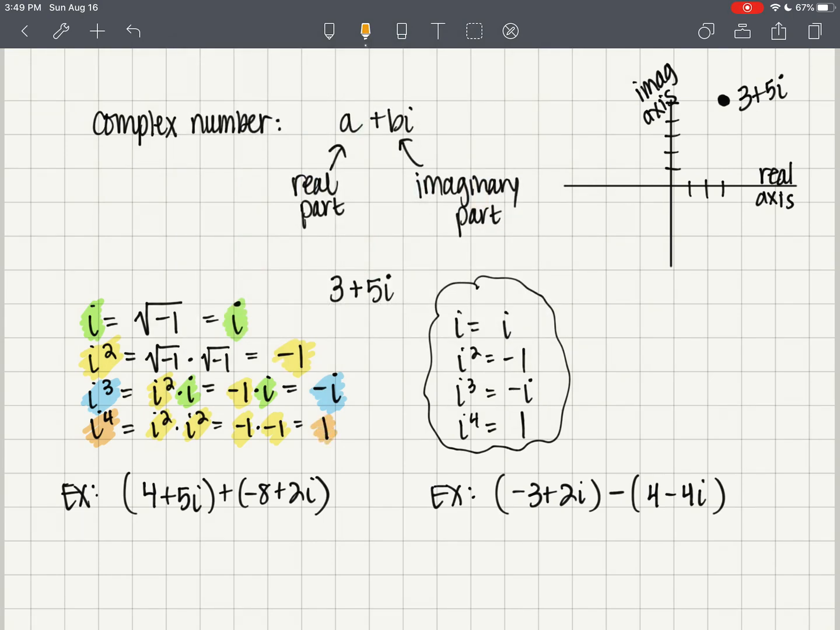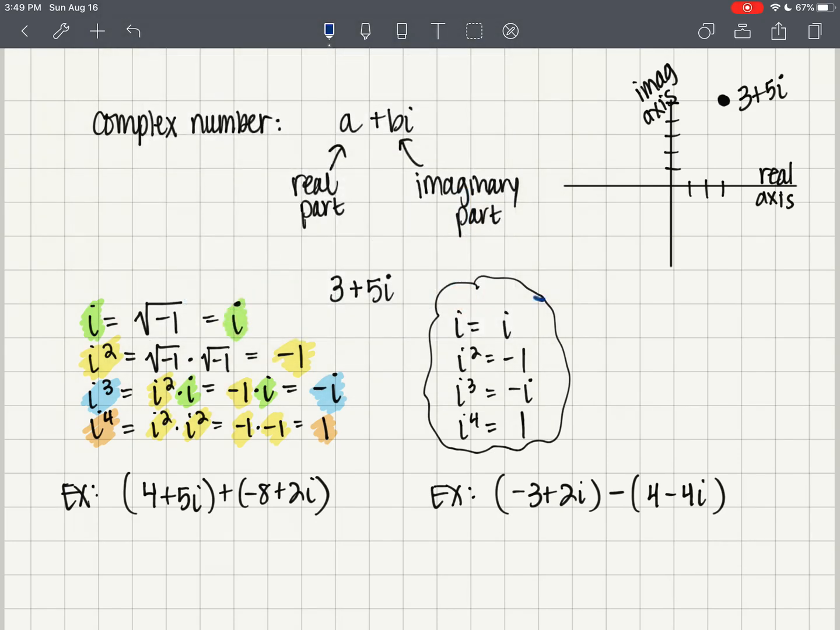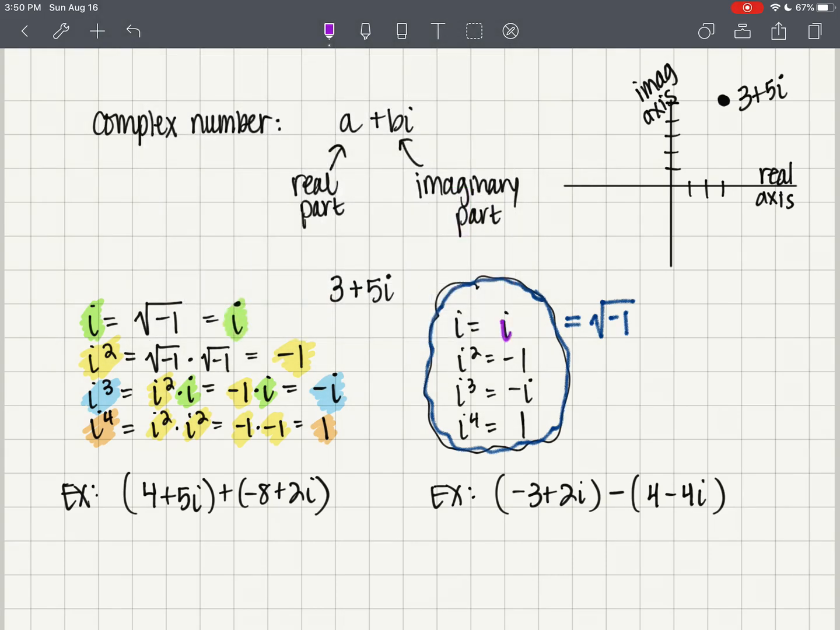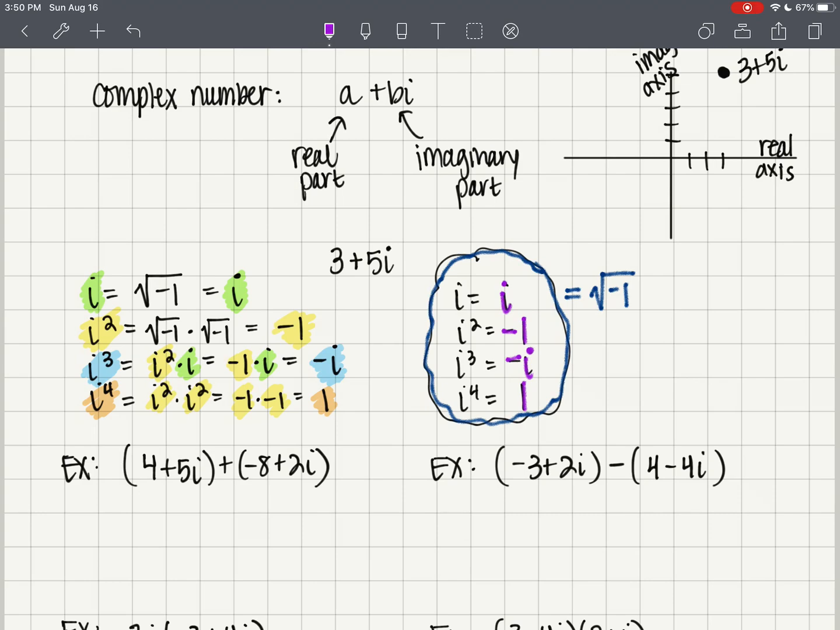So what you need to remember is this part right here. You need to remember that i is equal to i, which comes from the square root of negative 1. i squared is equal to negative 1. i cubed is negative i. i to the fourth is 1. So I have a nice little pattern: i, negative 1, negative i, 1. The two in the middle are negative. And that's how I remember i to the first, i to the second, i to the third, i to the fourth. So that's going to help us when we start multiplying things together.